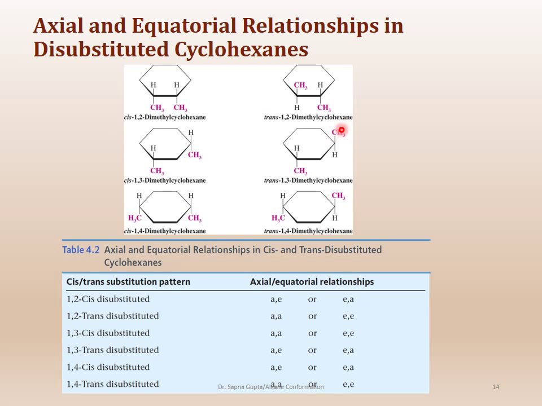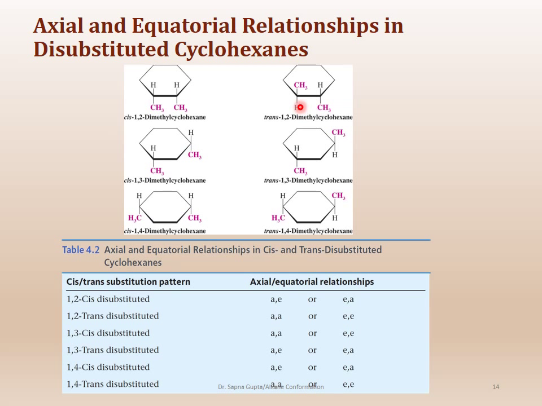In the trans relationship, one hydrogen is going up, one is going down. So that's how you have to draw it. Which means in case of cis, if they're both going up, one has to be axial, the other one has to be equatorial, because remember the alternate bonds. So if axial is going up, the equatorial has to be going up.